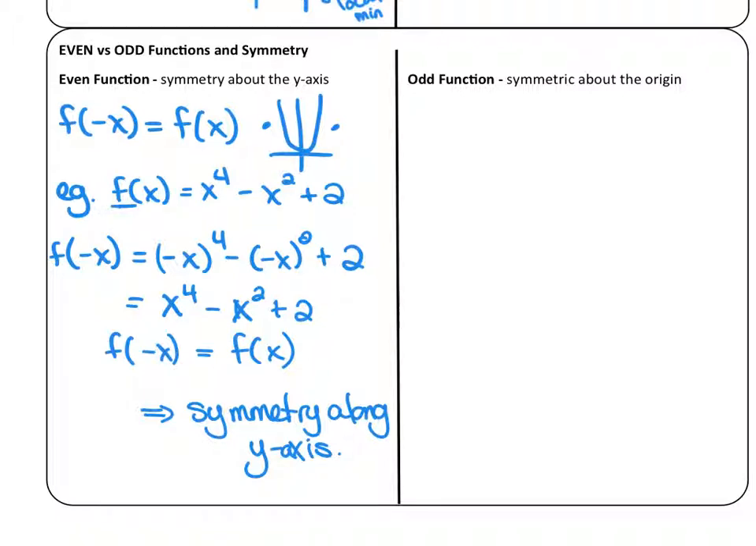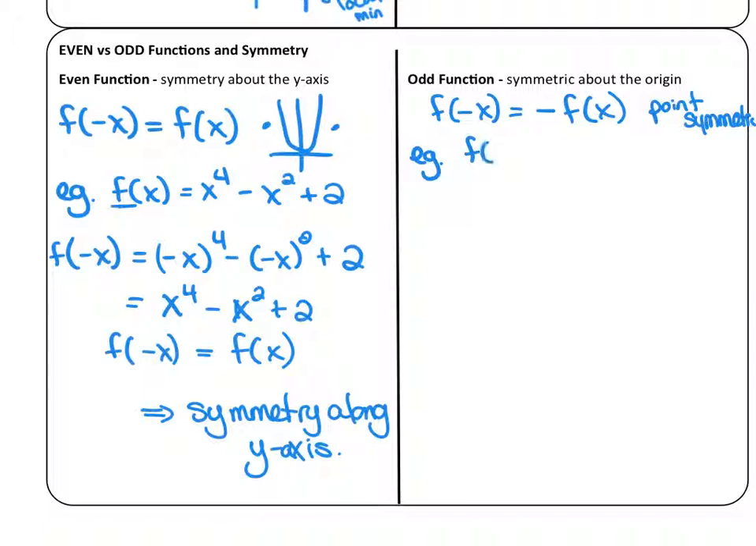The odd function says that if we do f of negative x, what ends up happening is you get the negative of our whole original function. And it has symmetry about the origin. And it's rotational symmetry, so it's point symmetry. And we'll do an example of that. I'll show you one.